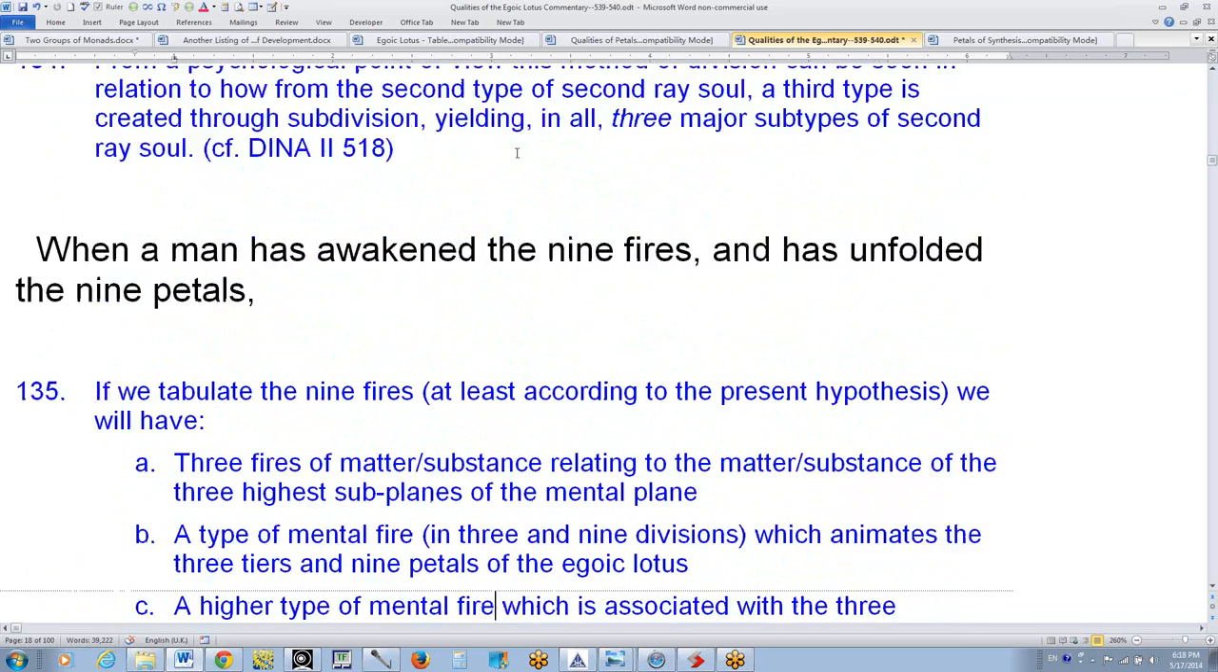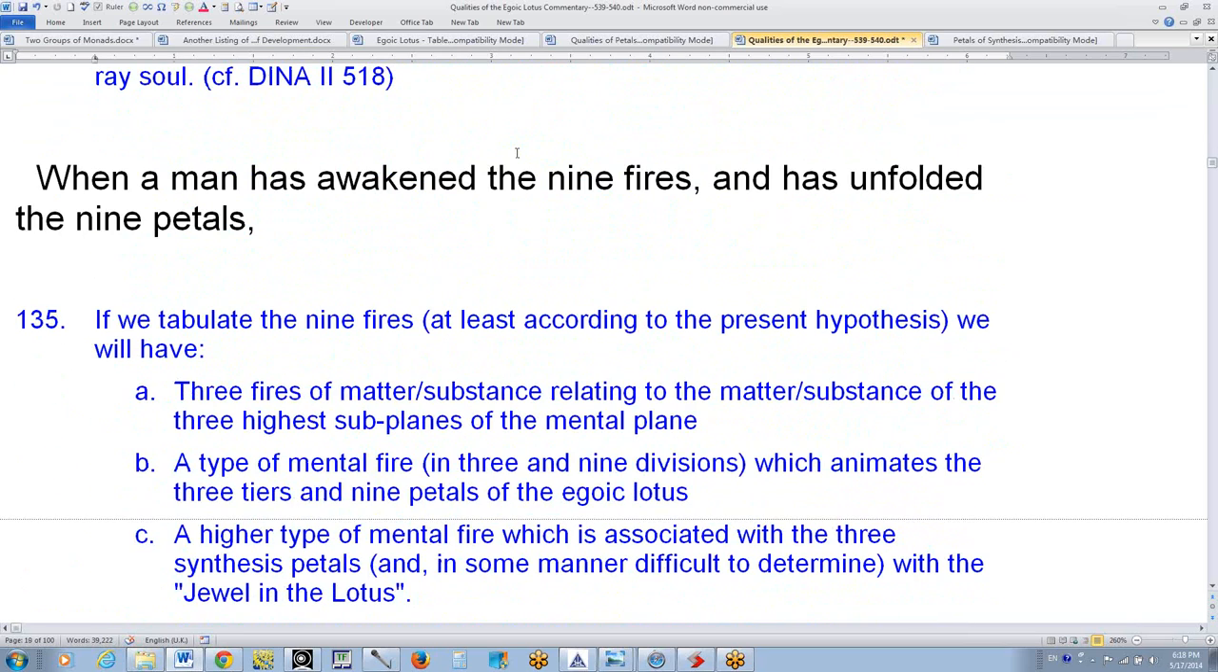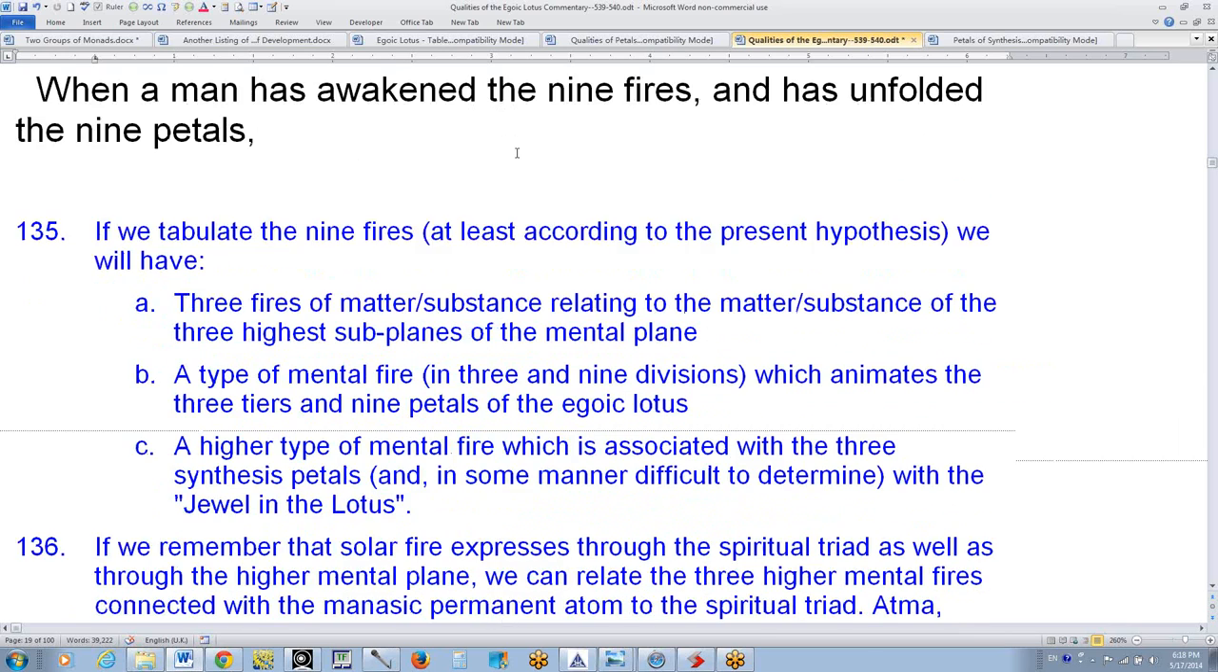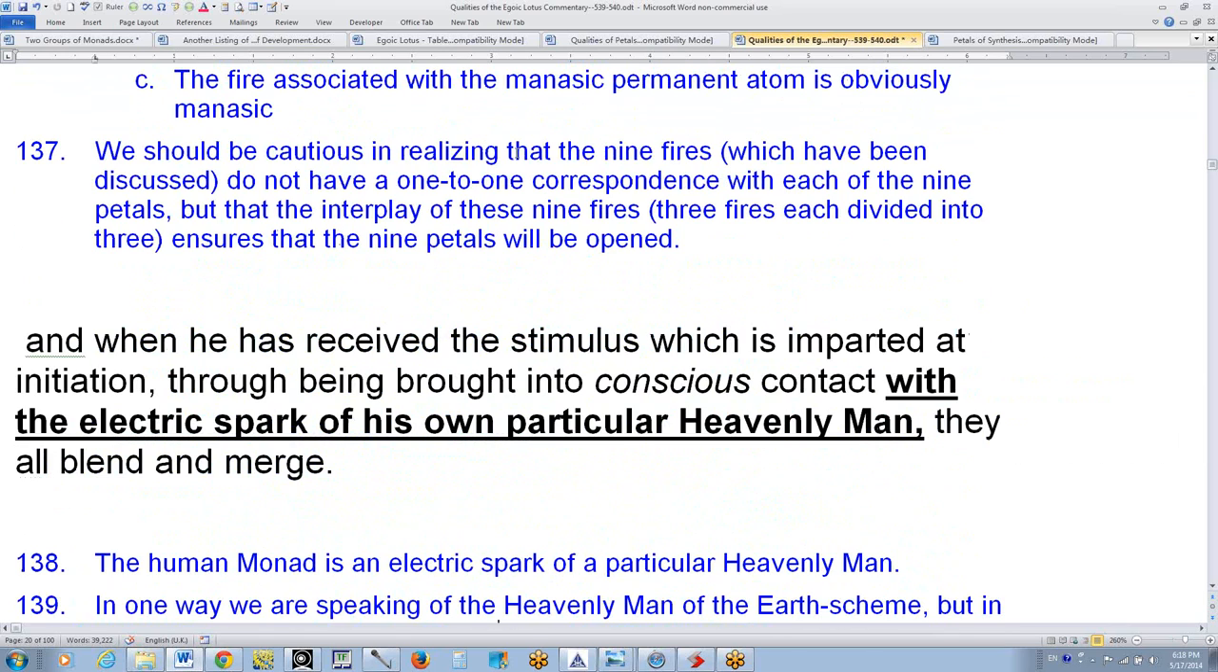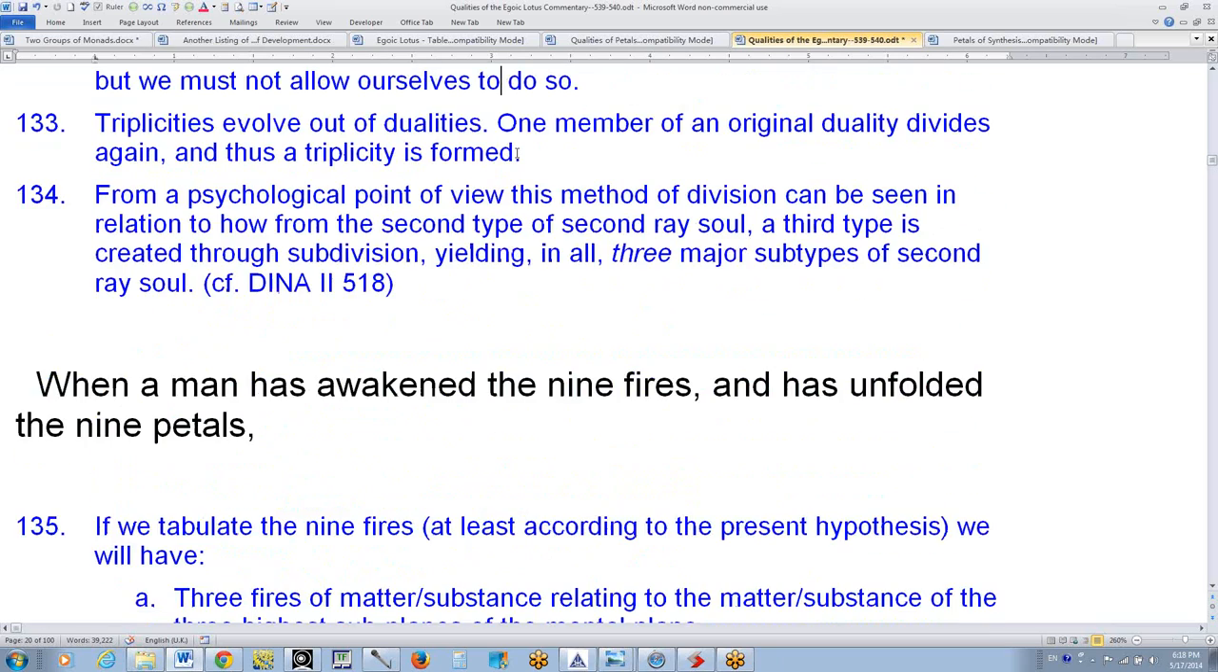Okay, don't give up. I won't if you don't. All right. When a man has awakened the 9 fires and has unfolded the 9 petals, and when he has received the stimulus which is imparted at initiation through being brought into conscious contact with the electric spark of his own particular heavenly man, they all merge and blend. There's really interesting things being said here.